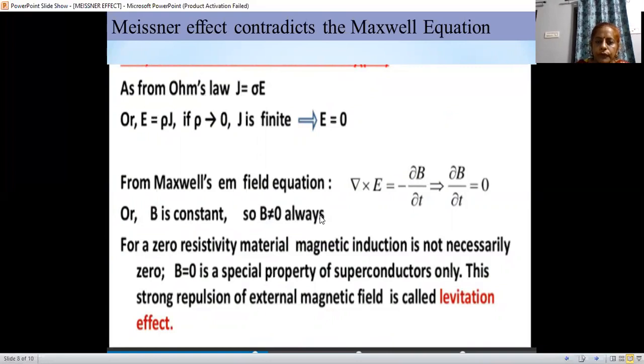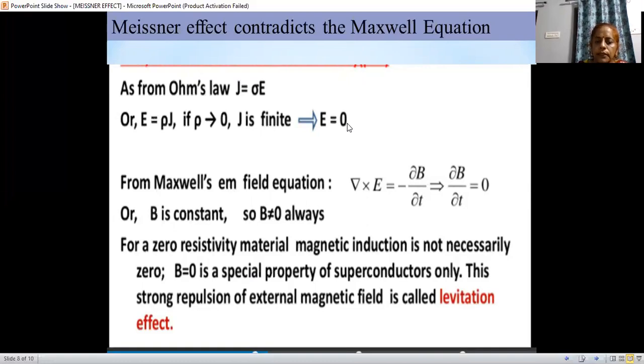From Ohm's law of electricity, we have current density J equal to E over rho. It can be expressed as E equal to rho J. Here E is the strength of the electric field, rho is the electrical resistivity, and J is the current density. And since we know that for a superconductor rho is 0, resistivity is 0. So as J is finite, this is possible from the expression only if E is equal to 0.